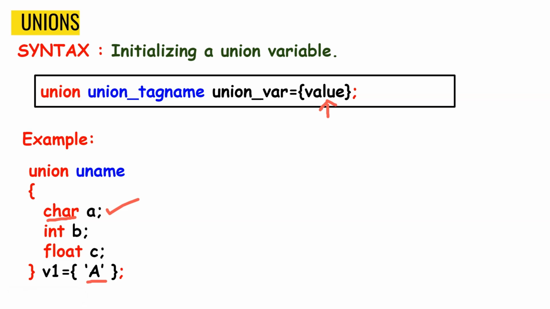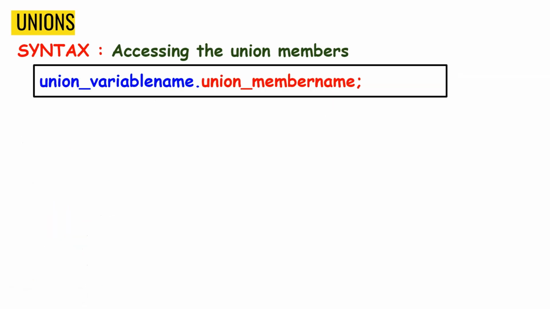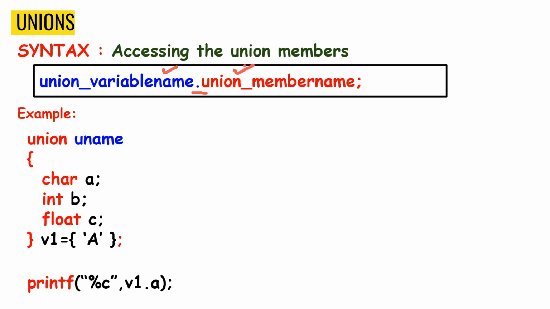Union members can be accessed by using the dot operator or the direct member access operator. The syntax: union variable name dot union member name. The example: the union variable name is V1, and if you want to access the union member A, you can see the printf V1 dot A, union variable name dot union member name. So this is how we access a union member.